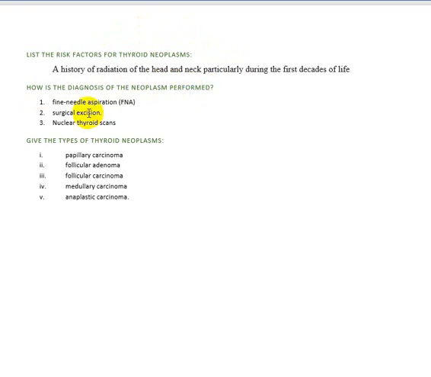How is diagnosis of neoplasm performed? We have three main diagnostic methods. We have fine needle aspiration in order to visualize one particular cell and to see the nuclear constituent. We have surgical excision or biopsy in order to see the histologic section and morphology, and we have the nuclear thyroid scan.